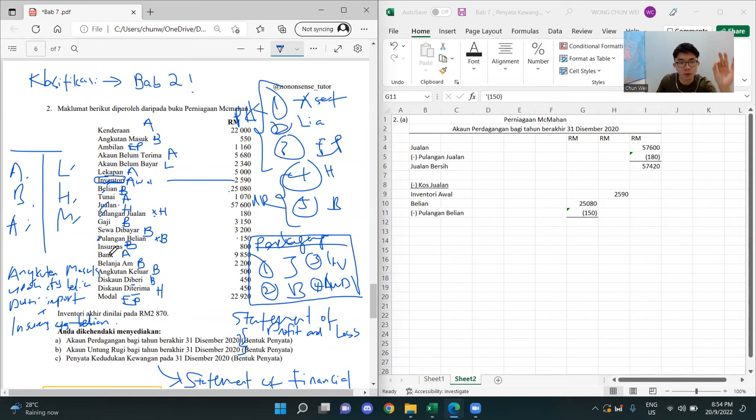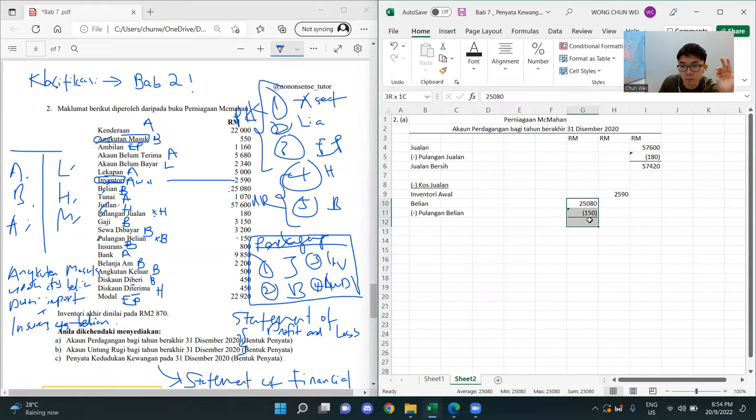Alright, A for angkutan masuk, U for upah atas belian, D for duty import, I for insurance atas belian. It's already in the format. Alright, so now you check. Do we have angkutan masuk? Yes. Here. Okay, so wait. Before that, what equation you need to do? 25,080. Minus 150 pulangan masuk. Then here we call it a bullion bersih. Right? So from your bullion bersih here, you add your Audi, the first A, angkutan masuk ada. Right? So you letak ke sini.